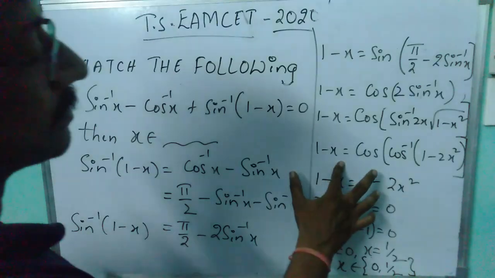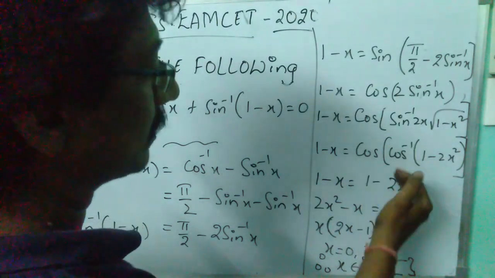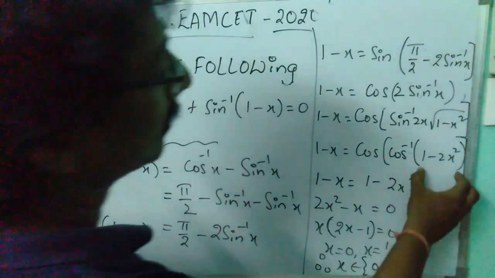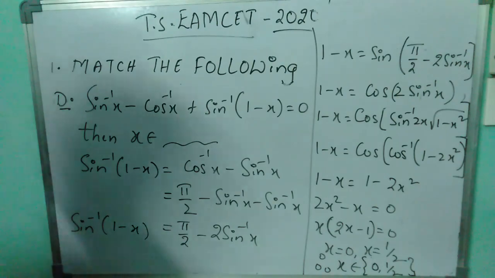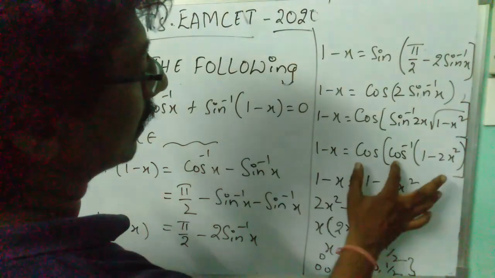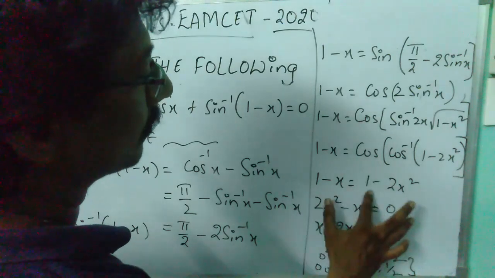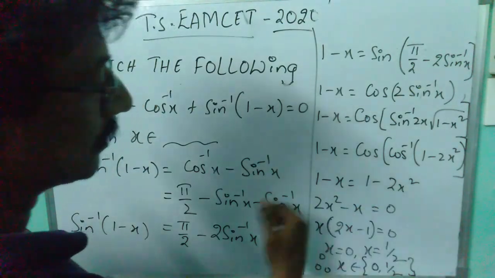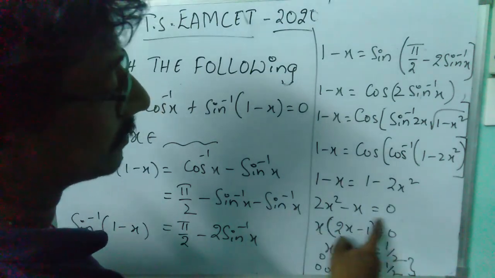So 1 minus x equals cos of cos inverse x. I want to change this part in terms of cos inverse x, so within that we'll have 1 minus 2x square. Now this cos and cos inverse both get cancelled. So finally what you get is 1 minus x equals 1 minus 2x square. Send this 2x square to the other side. This 1 and 1 get cancelled. So 2x square minus x equals 0.